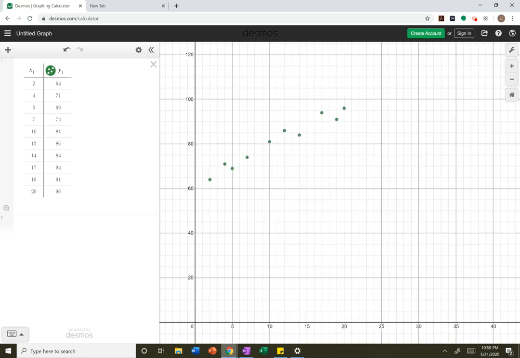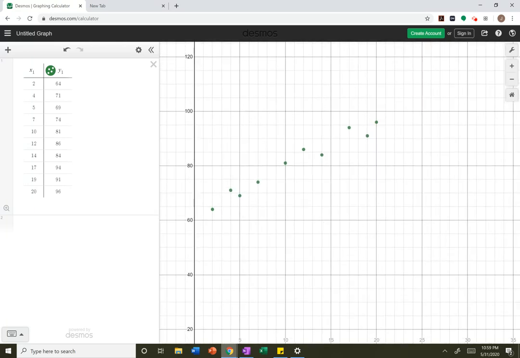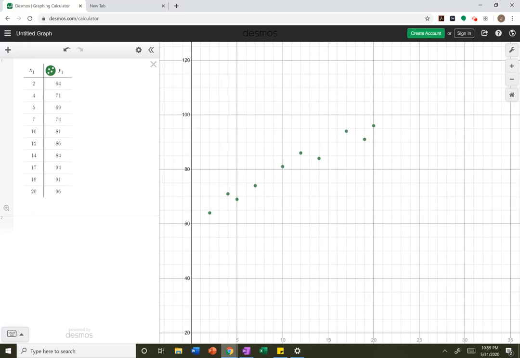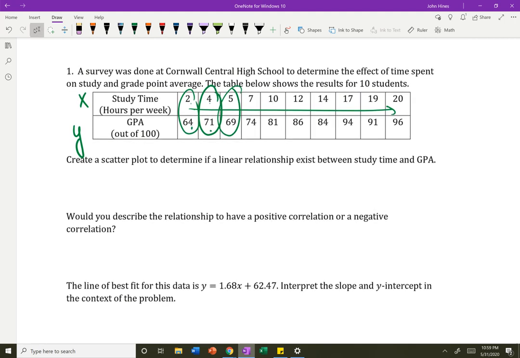There it is. There's my scatter plot. As x increases, well, what's x? X was the study hours. What tends to happen? It looks like there's a strong positive linear relationship here. It looks like a line could go through that data, and it's going upwards. So I would say there is a linear relationship, because I can put a line of best fit through that data.